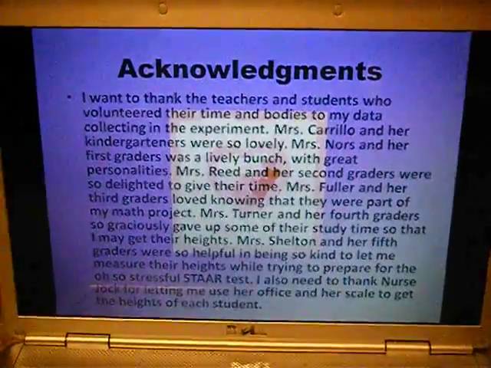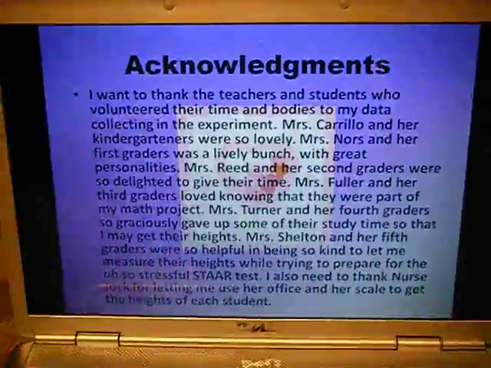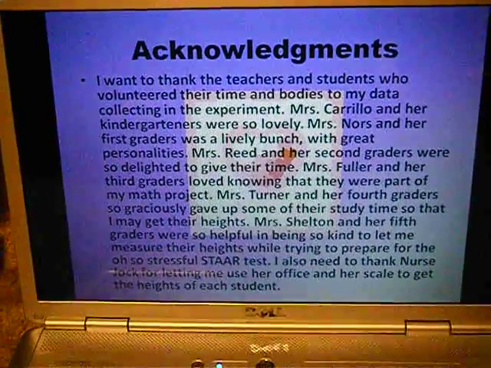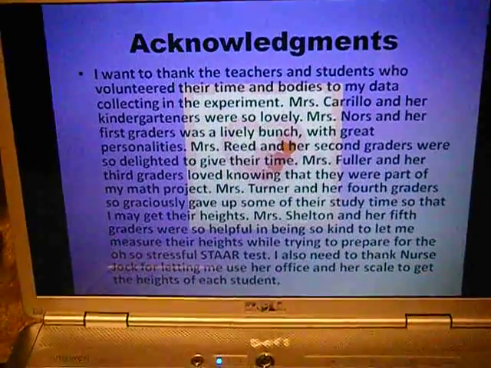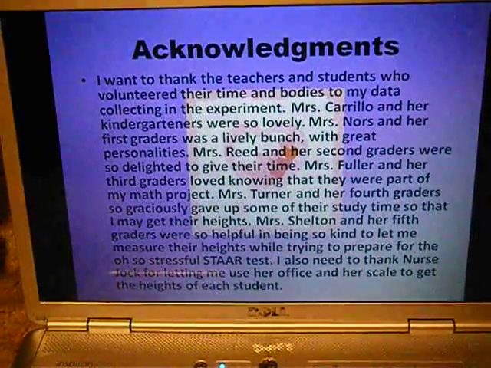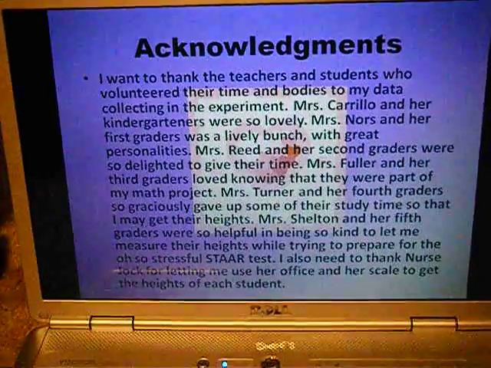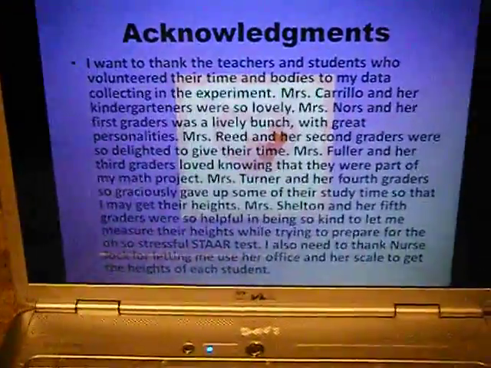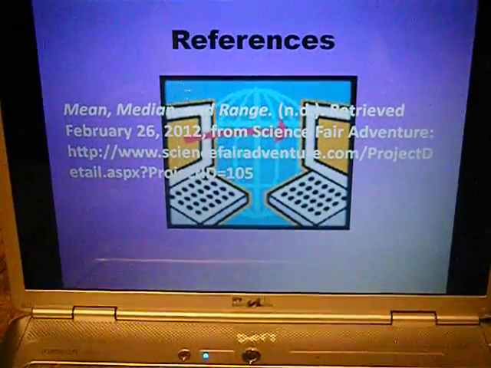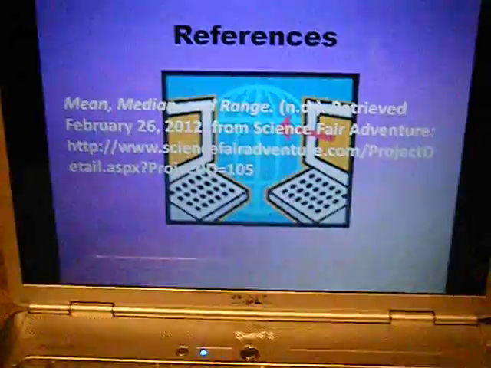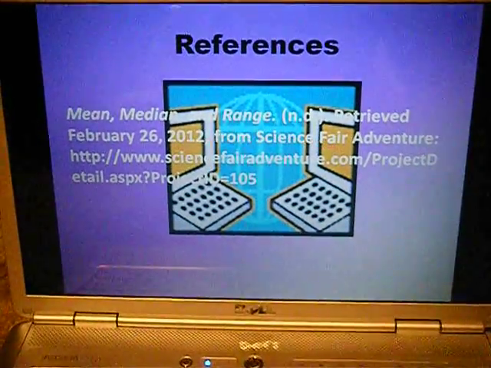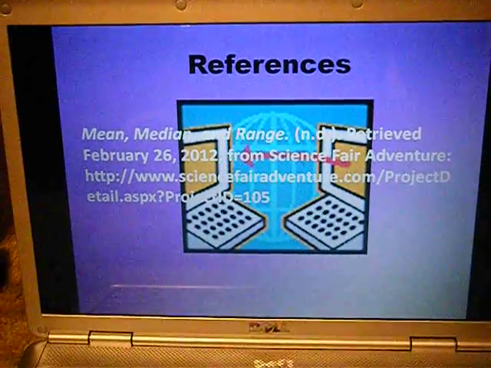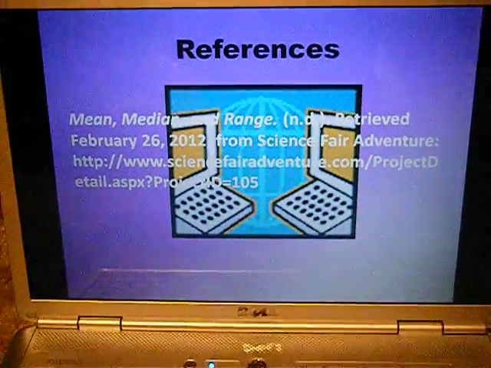My acknowledgments: I wanted to thank all the teachers who let me borrow their students, first of all, because they didn't have to take their time out of the school day to do this for me. And also, I wanted to thank the school nurse because she let me use her measuring scale, which was very helpful in gathering all the data quickly. And then the references. I went to this website, and this is where I got my idea for this math fair project.